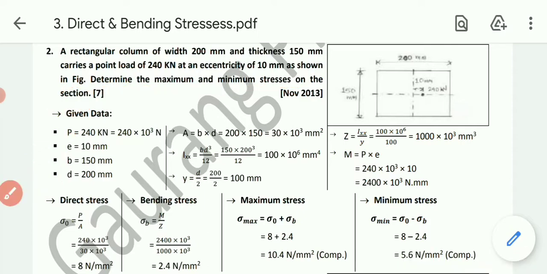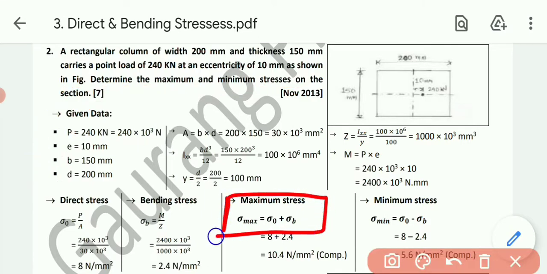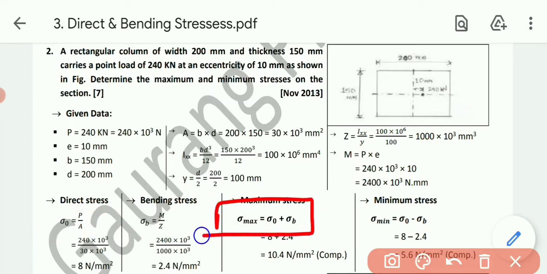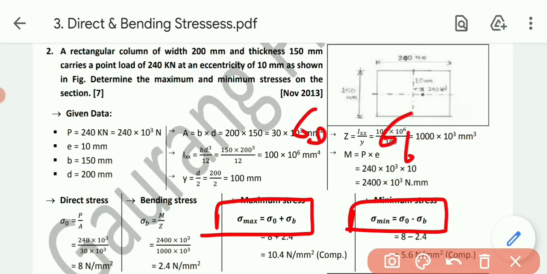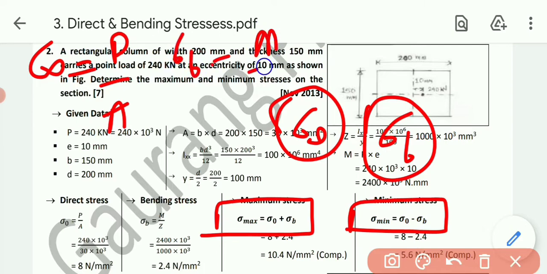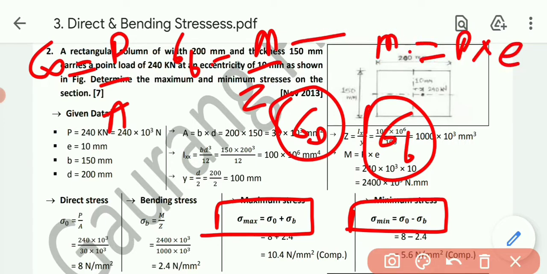First of all, we have seen in the theory that sigma maximum stress equals direct stress plus bending stress. Direct stress stands for sigma 0, that is P by A, while bending stress, sigma B, stands for M by Z. So sigma maximum's formula is sigma 0 plus sigma B, while sigma minimum's formula is sigma 0 minus sigma B. So we need to calculate two stresses, sigma 0 and sigma B separately, and then one time add and one time subtract. Sigma 0 means direct stress, formula P by A. Sigma B stands for M by Z, where M stands for P cross E, that is force multiplied by eccentricity, and Z stands for I by Y, that is MI divided by Cg.